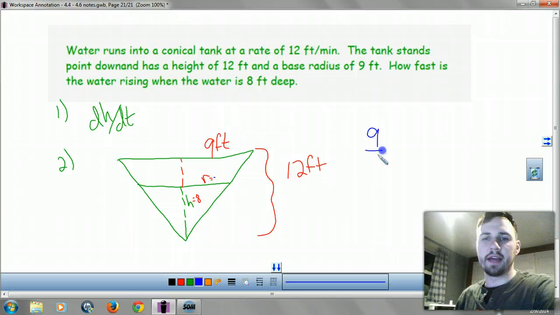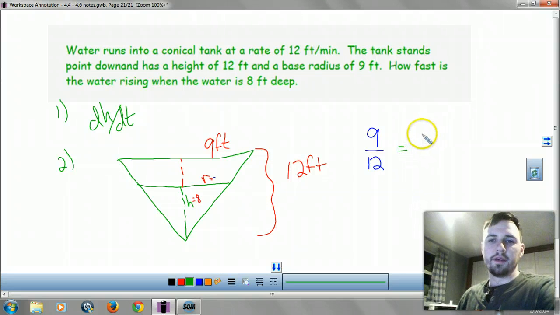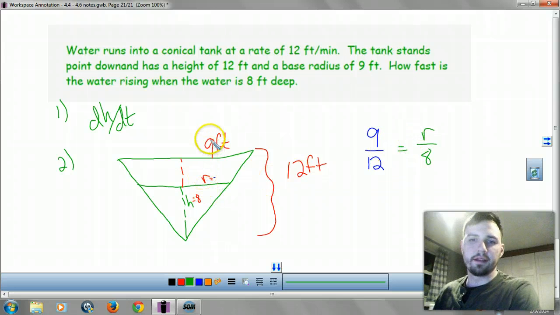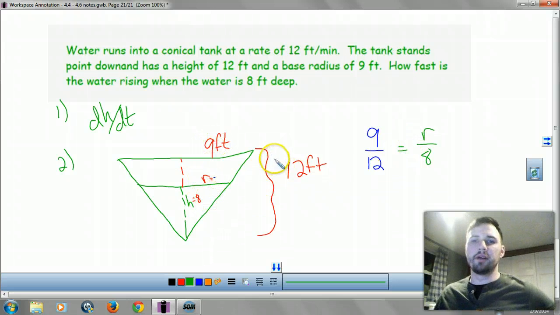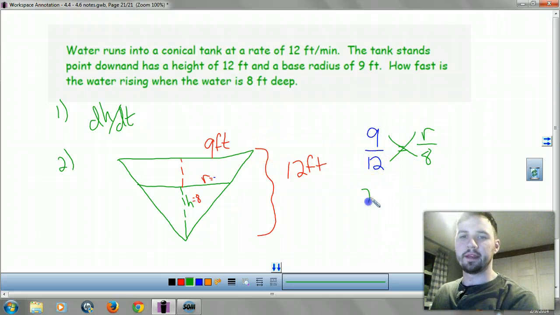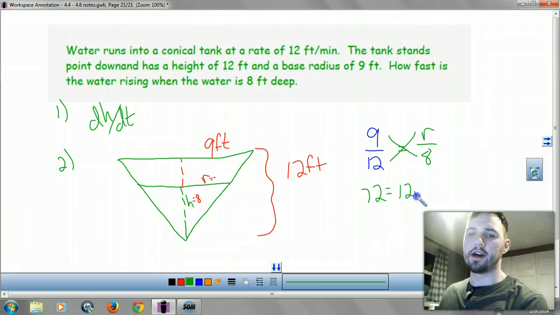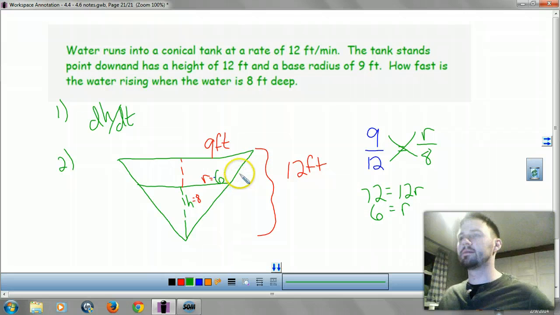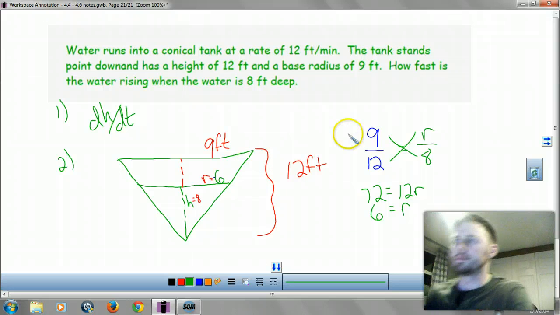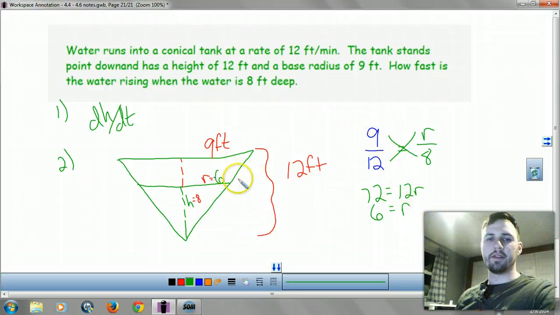Well, I'm going to set this up 9 over 12, because that's my big triangle, equals my radius over 8. The radius coincides with the 9, 8 with the 12. Okay? So then you cross multiply. 72 equals 12r, right? So r equals 6. So this is 6. Right? Okay. So now that's my 6.